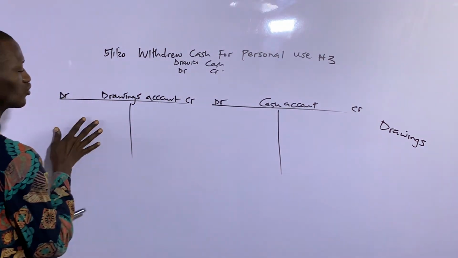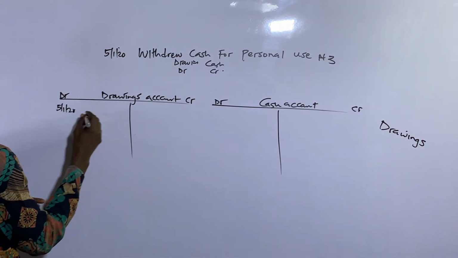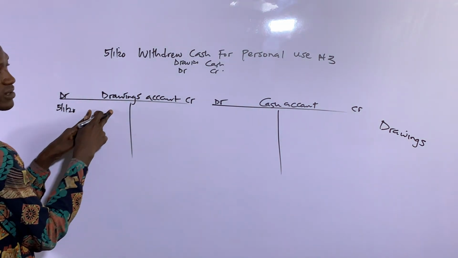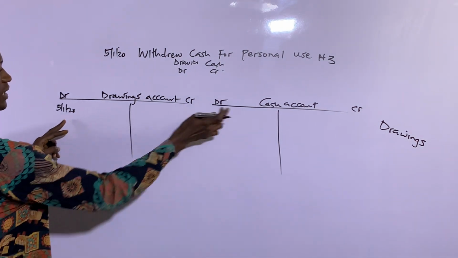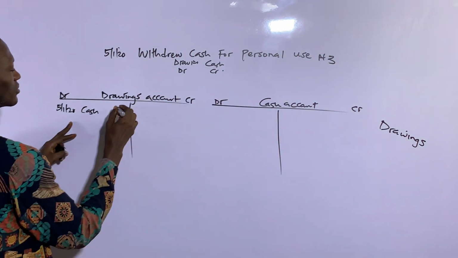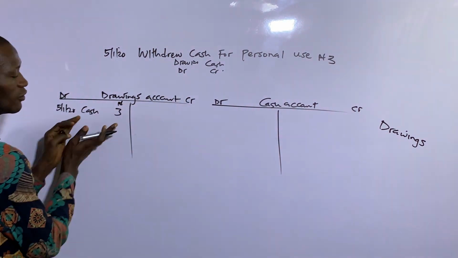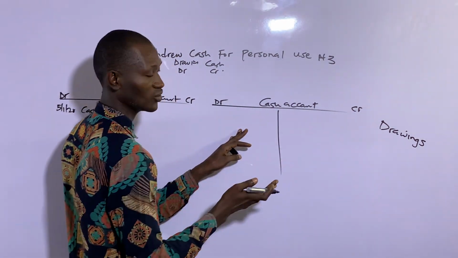So let's debit drawings now. The date is 5/1/20. Particular. The drawings, the owner is withdrawing in what form? Cash. So cash. And the amount is 3. You put your naira sign. For every debit entry, there must be a corresponding credit entry in cash account.